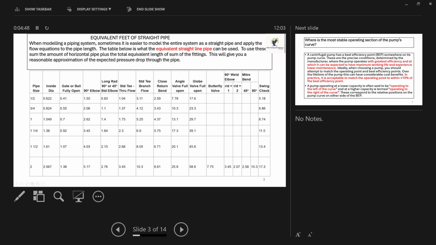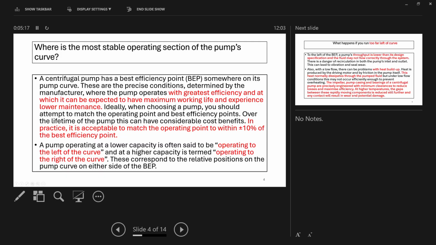Similarly, for an angle valve it is 7.778, and for a globe valve it is 17.6 times 0.66. That will be the equivalent length if you want to consider a globe valve in the discharge line. By adding all this, you will get the total length. Now you know the formula f L V² / (2 g D), and from there you can calculate the friction loss.